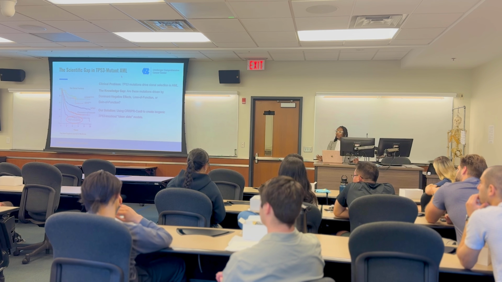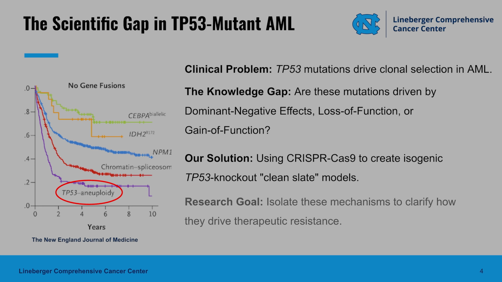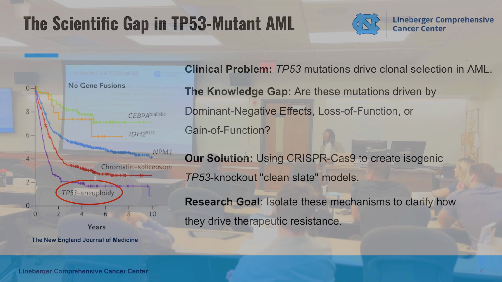So what is our solution? This summer, we have set up CRISPR-Cas9 to create isogenic TP53 knockout clean slate models. And what that does is we're going to use that to isolate these mechanisms to clarify how these drive therapeutic resistance.